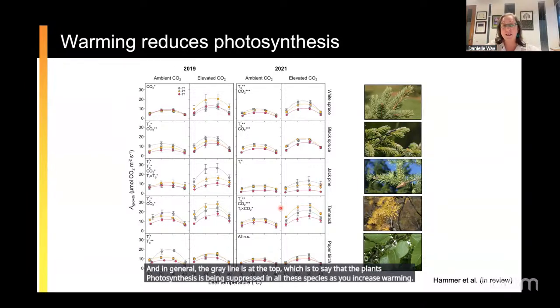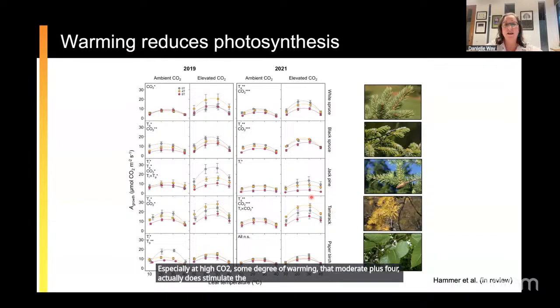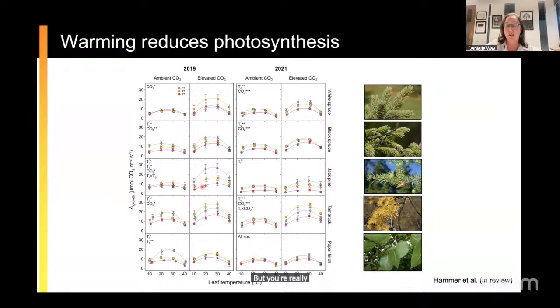There are some standouts here. So in the deciduous species, such as tamarack, especially at high CO2, some degree of warming, that moderate +4, actually does stimulate the photosynthetic rate. But you're really not seeing that in these evergreen species.